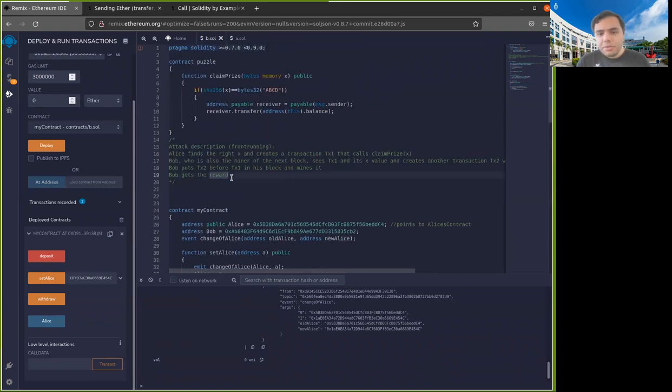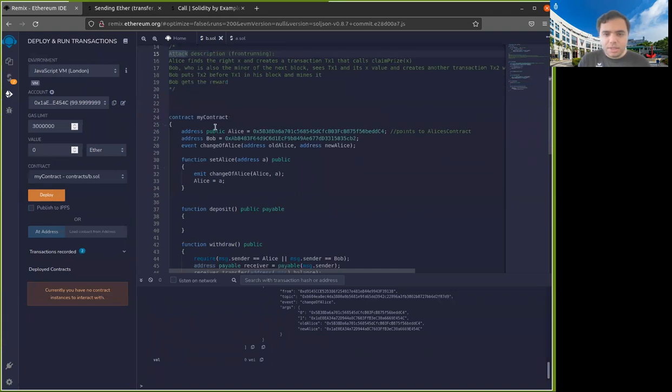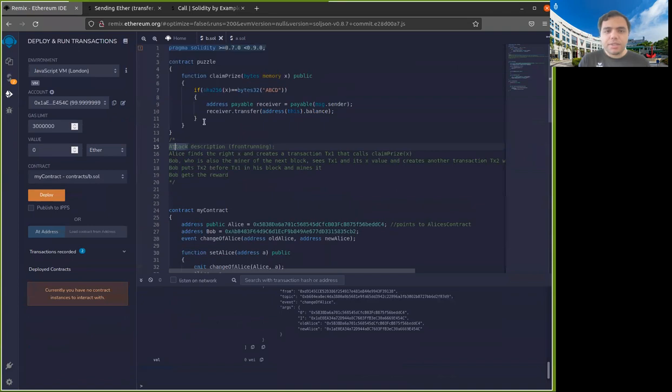So based on this, I want to just go ahead and do another example for you where we implement a very simple smart contract, and then I'm going to show you how things can go wrong. And actually, I will show you one example of using the fallback function to attack another contract.